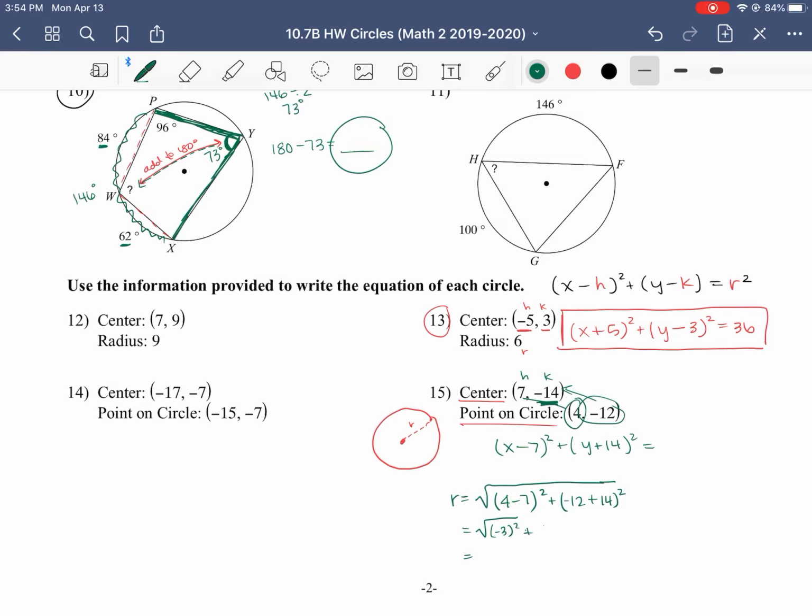squared. And over here, negative 12 plus 14 is 2 squared. So essentially it looks like we have 9 plus 4, which is the square root of 13. So our radius is the square root of 13. So remember, when you put it in here, you take the radius and you square it. Remember, when you square a square root, the inside just becomes the value there.